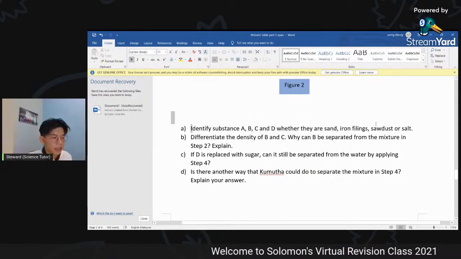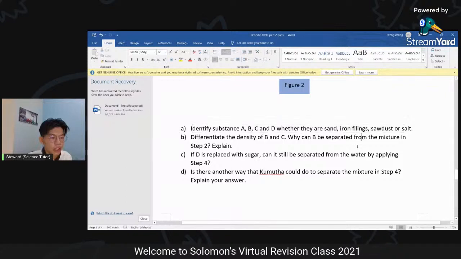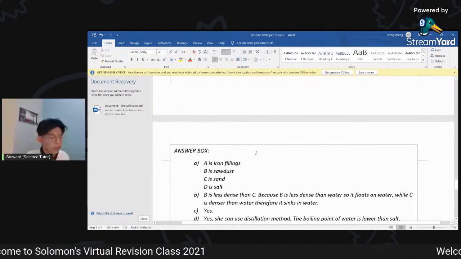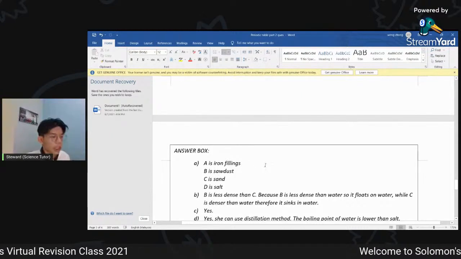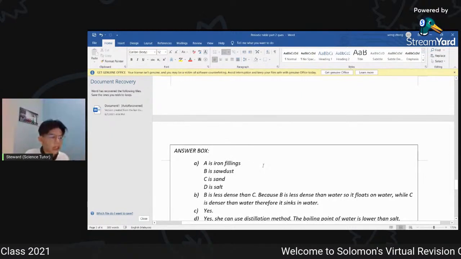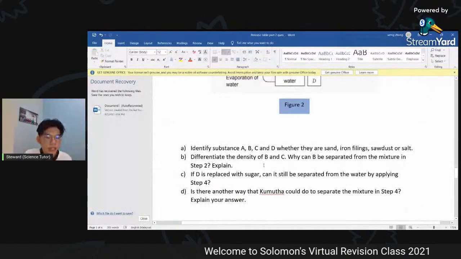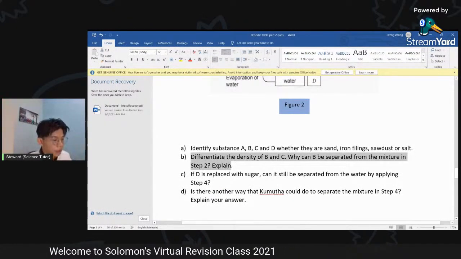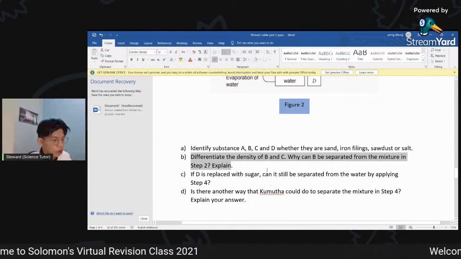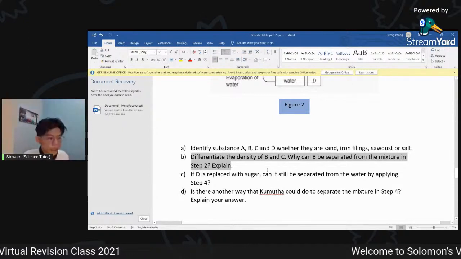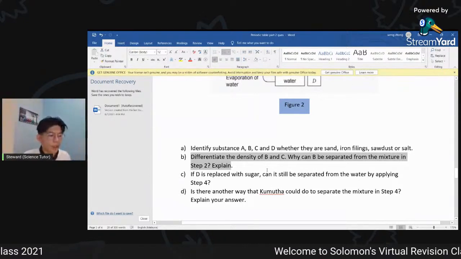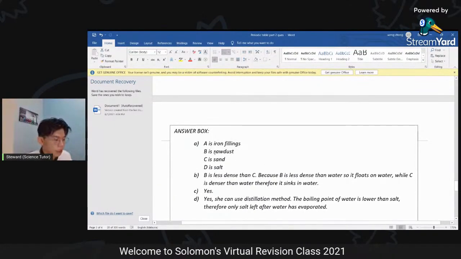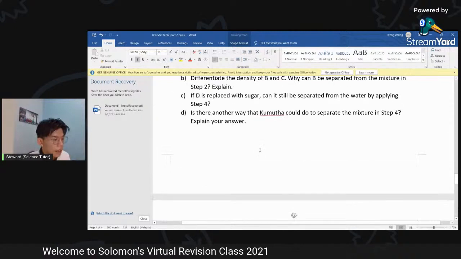Identify the substances A, B, C, D, whether they are sand, iron filling, sawdust, or salt. So tadi jawapan semua dah jelas kan. Maksudnya A ialah iron fillings, B ialah sawdust, C ialah sand, D yang last kali ialah salt. Alright. So kita proceed dengan soalan kedua. Differentiate the density of B and C and why B can be separated from the mixture in step 2. Explain. Okay, so kita tengok apakah B dengan C dulu. Okay, B ialah sawdust, C ialah sand.